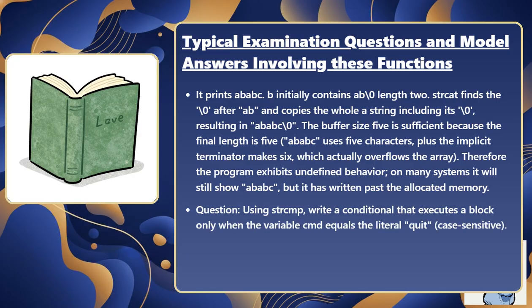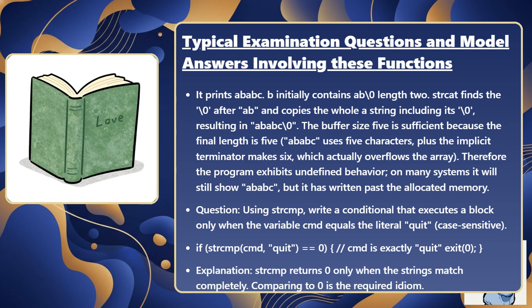Question: using strcmp, write a conditional that executes a block only when the variable cmd equals the literal "quit", case sensitive. If strcmp of cmd and "quit" equals 0, then execute the block where cmd is exactly "quit" and exit with status 0. Explanation: strcmp returns 0 only when the strings match completely. Comparing to 0 is the required idiom.